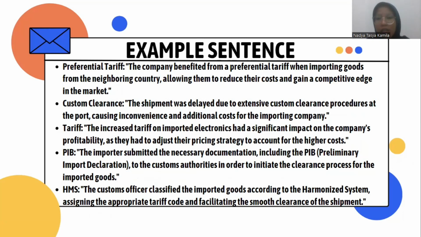Customs clearance. The shipment was delayed due to extensive customs clearance procedures at the port, causing inconvenience and additional costs for the importing company.